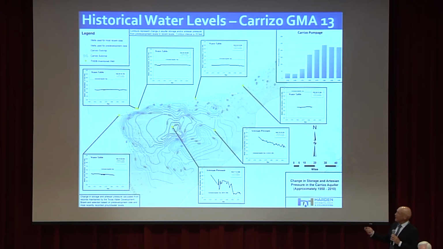In this graph, this is a map of just historical water levels. These water levels up in the outcrop over 50 years in South Carrizo haven't changed at all. Even though there's been 200, 300,000 acre feet of pumpage down here in the main part, the artesian portion, that has caused these artesian water levels to decline over time.